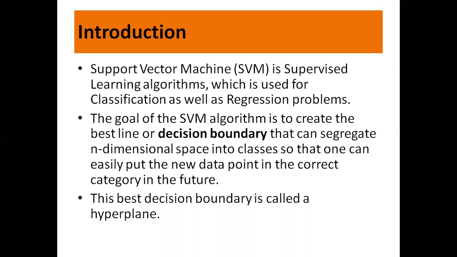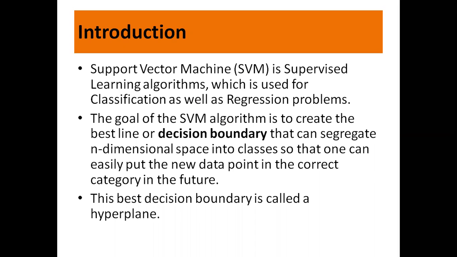Support vector machine is a supervised learning algorithm. We already know what supervised learning is: the data set is given along with its labels, and the machine is made to learn using this data set. So it's a supervised learning algorithm which is used for classification as well as regression problems.